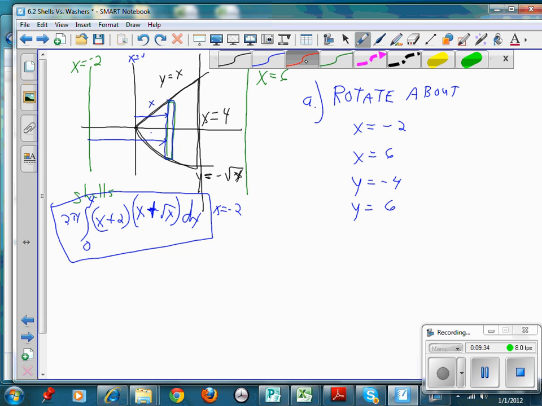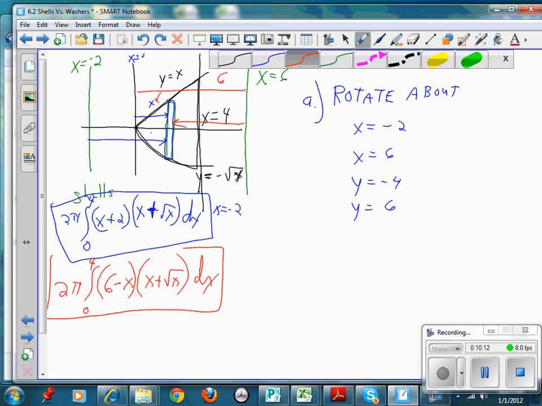What is this radius? That's the radius of my cylindrical shell, right? What is that distance in red? It is 6 minus x, is it not? So it's going to be the same thing. It's going to be 2 pi. Everything looks the same, 0 to 4, except my radius now is 6 minus x, times x plus, my shell height is the same, and this is now my answer for x equals 6.